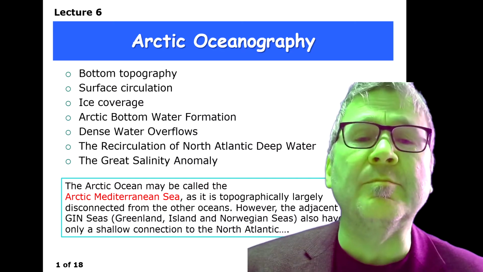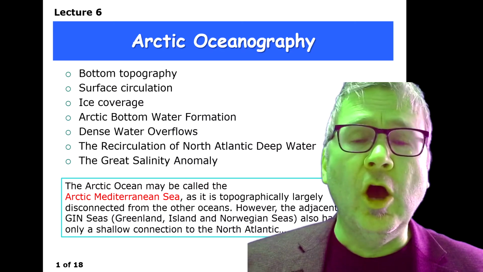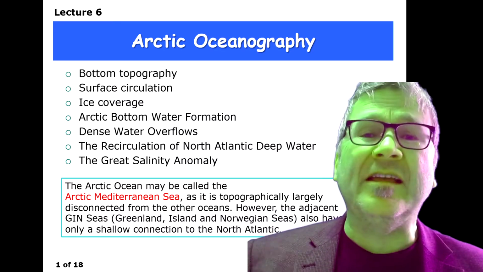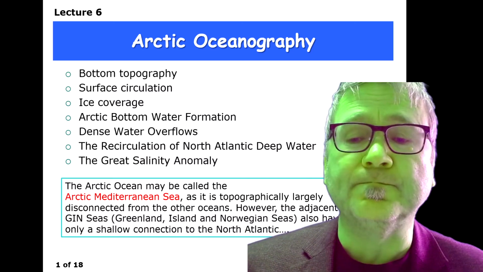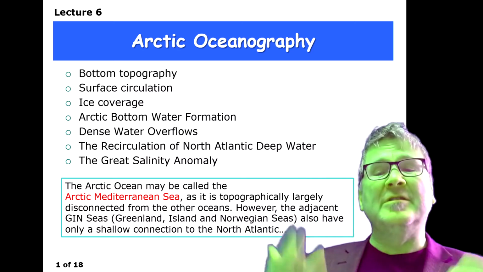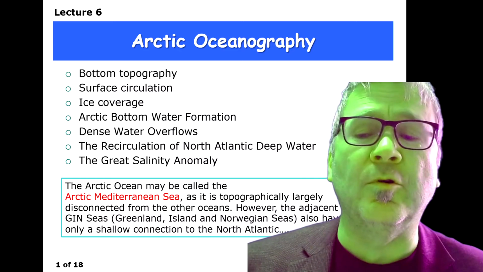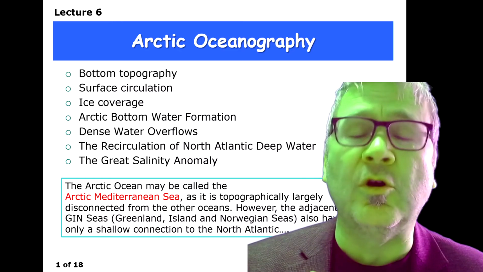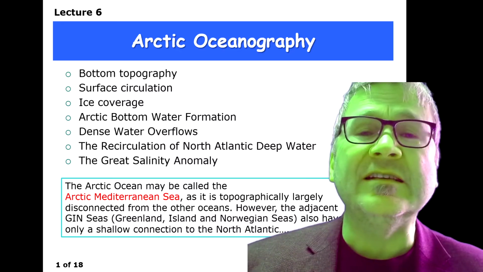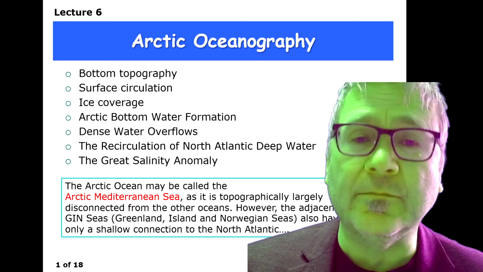This is the starting point. It's one branch of the formation of North Atlantic Deep Water. And then we'll also talk about the recirculation of North Atlantic Deep Water and something which is called the Great Salinity Anomaly.